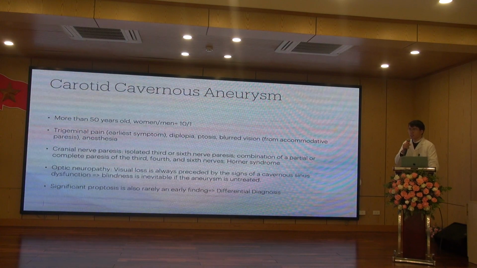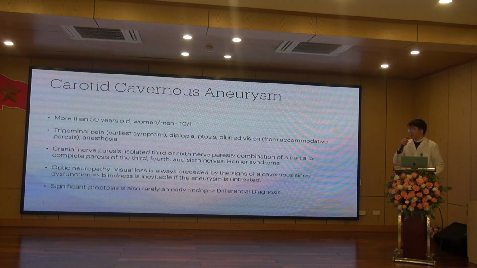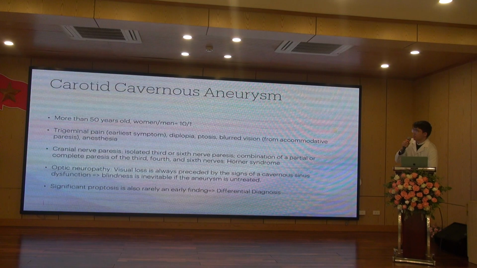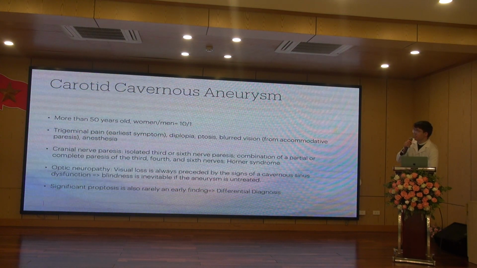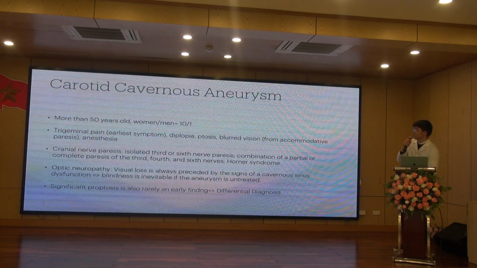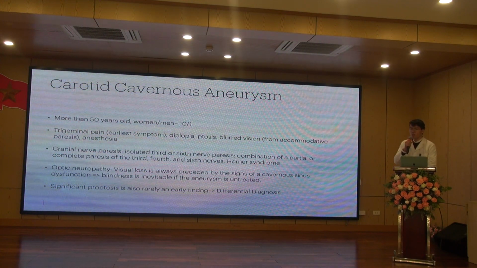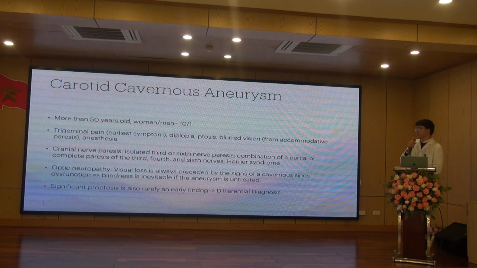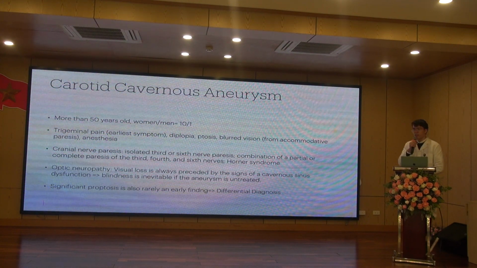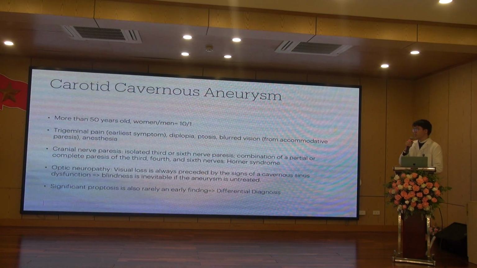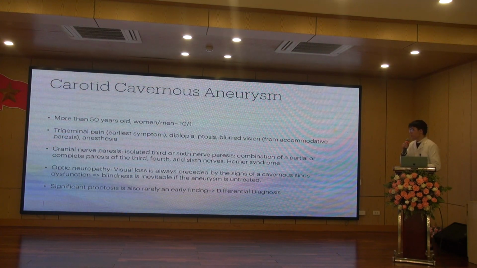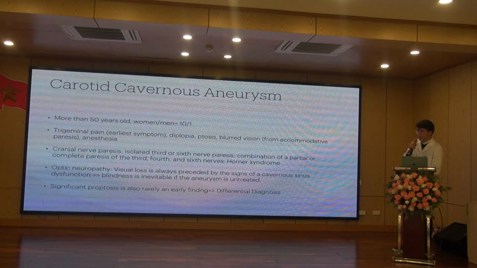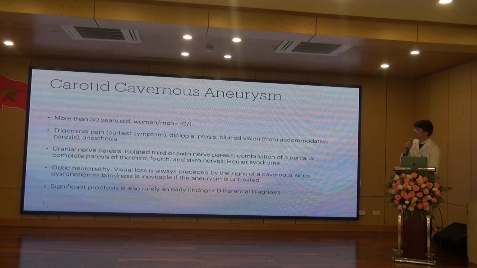The clinical setting is a painful ophthalmoplegia with complete or partial cranial nerve paralysis of the third, fourth, or sixth nerve. Sometimes the patient can have optic neuropathy or visual loss when the aneurysm compresses the optic nerve. This is quite rare and occurs in the late phase of the disease. Significant proptosis is also rare, so this is the characteristic feature that differentiates this condition from other aneurysms and fistula.